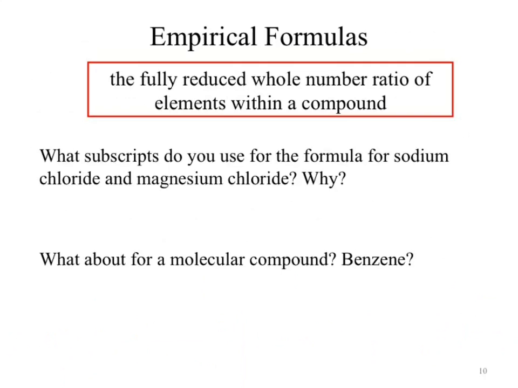Anybody know the formula for benzene? It is C6H6. What's the problem with that? Is that the smallest whole number ratio? No, that can be converted to C1H1. C1H1 is the empirical formula.